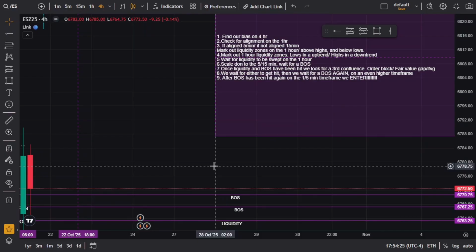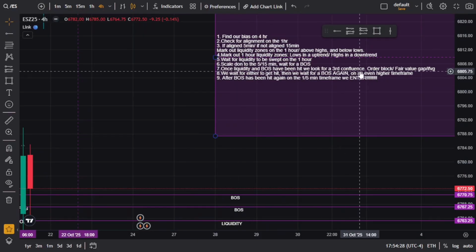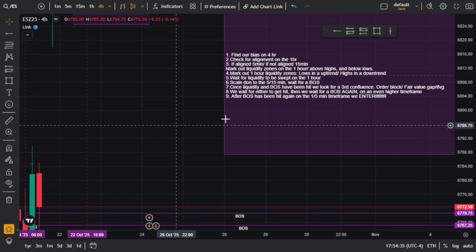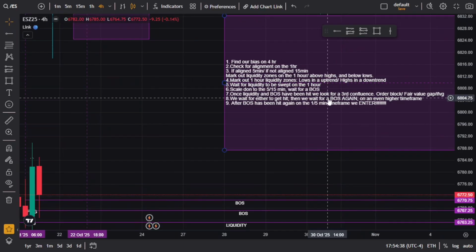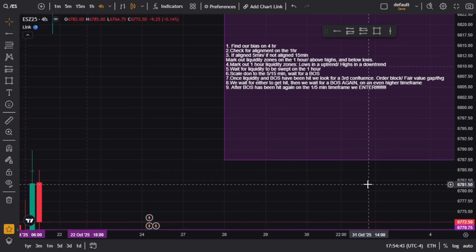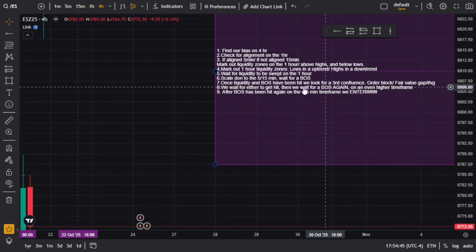So after we marked out, let me give you all an example. By the way, after the breaker structure happens, that's when we enter. Also, once our confluences are hit on the 5 minute or 15 minute, if our bias is aligned, we're going to mark out the confluences on those 5 or 15 minute.